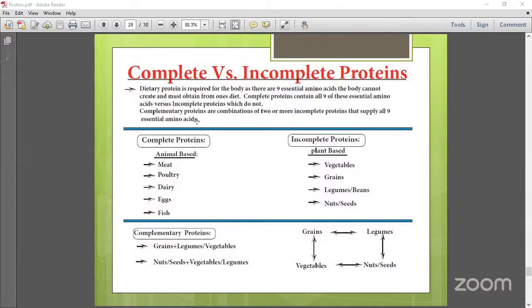When it comes to complete proteins, they are animal-based: meat, poultry, dairy, eggs, and fish. These are the examples for the complete proteins. In the case of incomplete proteins, they are plant-based things like vegetables, grains, legumes, beans, nuts, and seeds. These are the examples for the incomplete proteins. When it comes to complementary proteins, grains, legumes, vegetables, nuts, and seeds are the examples.